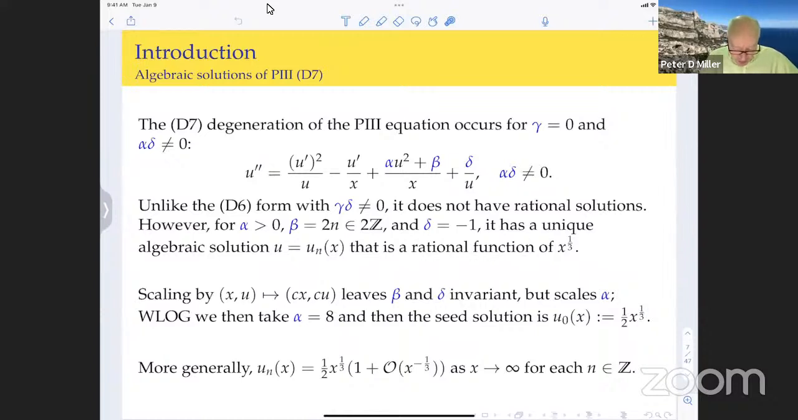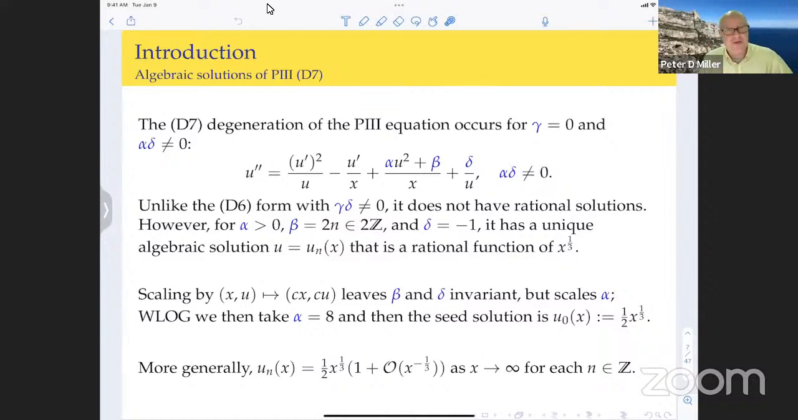So if we scale the coordinate x and the value of the function u by a constant c, that leaves beta and delta alone, but it does scale the alpha. So that means we can really change the alpha to any number that we like, and without loss of generality, we're going to take alpha equals 8, in which case the seed solution for the family, the one that has index 0, is exactly 1/2 times x to the 3rd.